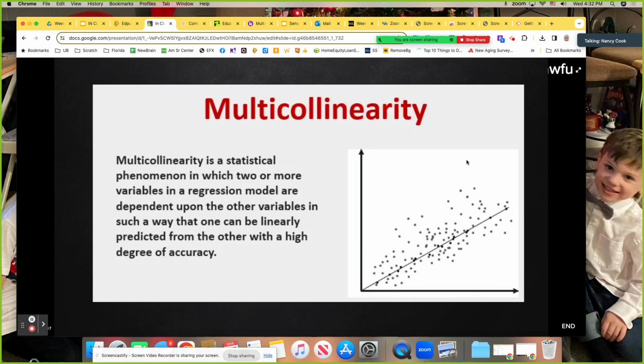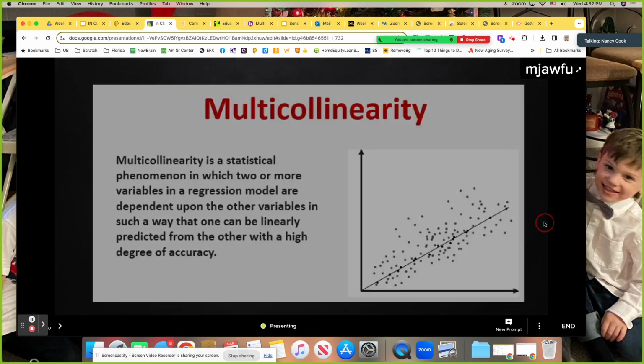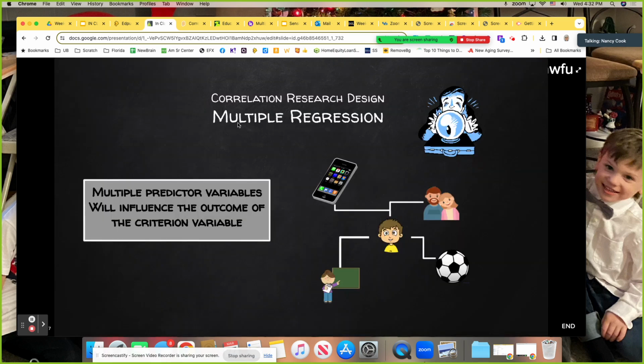You might also read in the study that you're about to read, they use the term multicollinearity. I just want to let you know, this is when we have more than two variables. They add in multicollinearity, because remember I said collinearity is looking at the relationship between two variables. So multicollinearity is looking at the relationship between more than two variables, okay? And this is called multiple regression, when we have a study and we're looking at how the criterion variable can be predicted by many things.